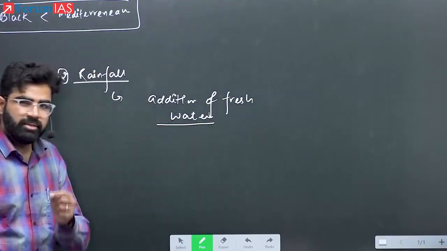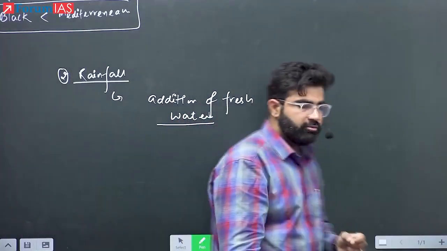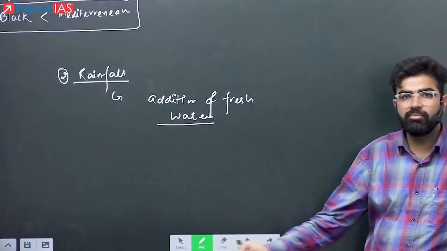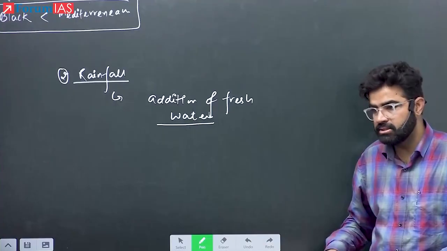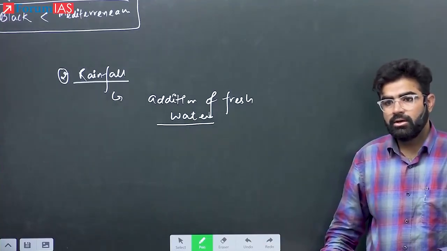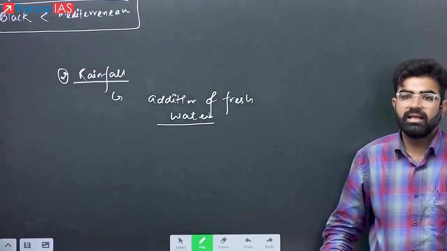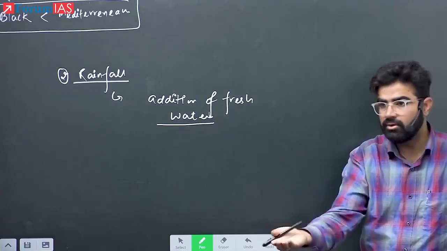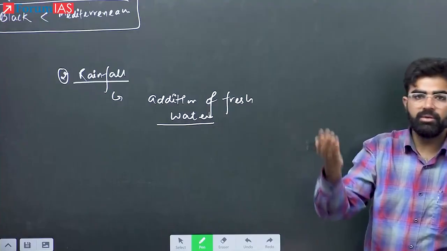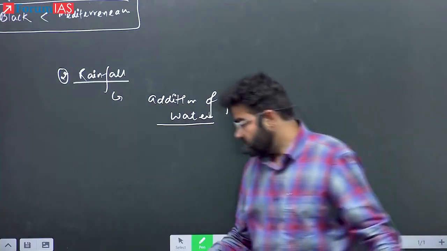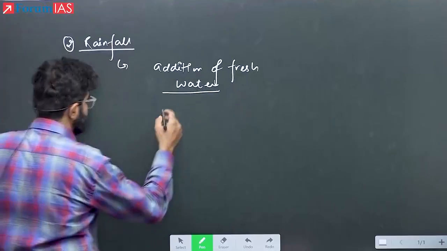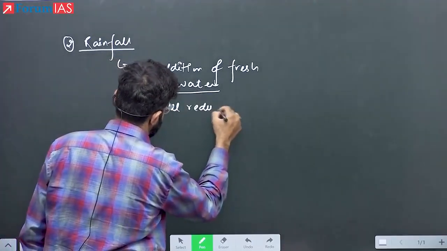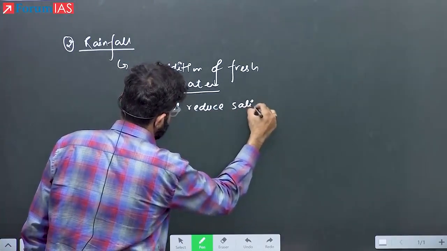Can you tell me one very basic question? Why is rainwater fresh water, not saline, even if the evaporation occurred over the water bodies? Yes, very good. The salt content will remain with the ocean itself. Only the water evaporates, so it comes up as fresh water. Okay? So the addition of fresh water will reduce salinity.